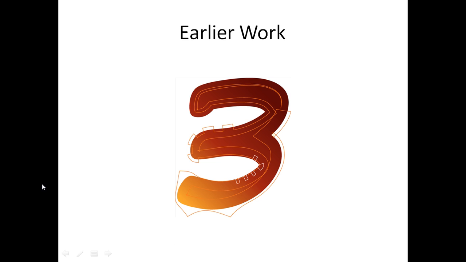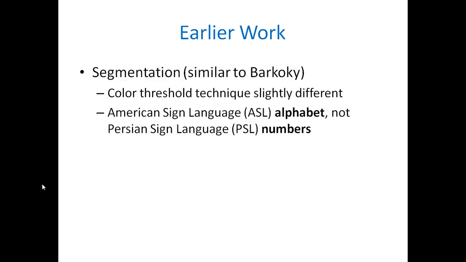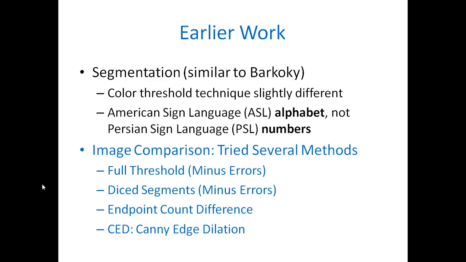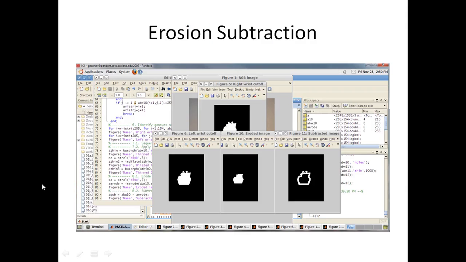Now, let's look at the earlier work. In the earlier work, I did the segmentation similar to Barkoky, and then I did an image comparison using various techniques. Basically, I took these thresholded images, the test set and the training set, and subtracted them, and whatever the differences were, I counted as the error count. So the bigger the count of error, the less likely that was a match. That was the idea. I used some other techniques, though. The last one was a Canny edge dilation technique, where I took a Canny edge and dilated it, and that one seemed to be the most effective.